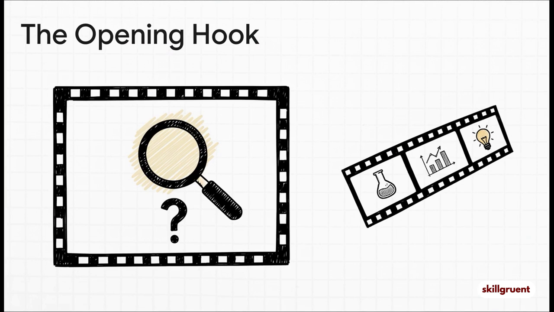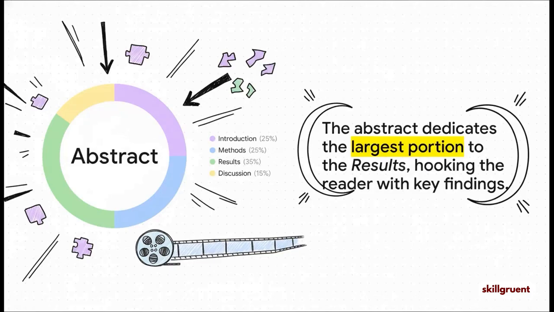And then comes the abstract, which is, for all intents and purposes, the movie trailer. In just a couple hundred words, it gives you this high-speed summary of the whole plot, the purpose, the methods, the key findings, and the main takeaway. And you know what's really interesting? It's how this trailer's balanced. Just look at this slide. The biggest chunk, 35%, is dedicated to the results. It's basically giving you the spoilers right up front, the most important findings, because it wants to convince you that the full story is worth your time.